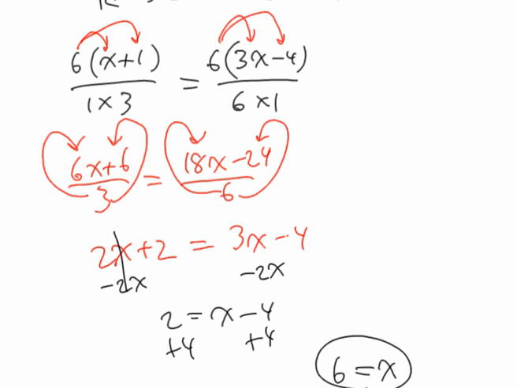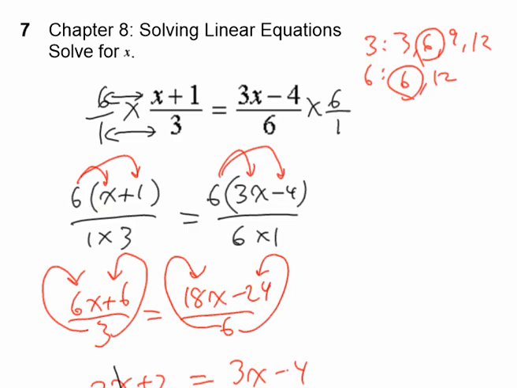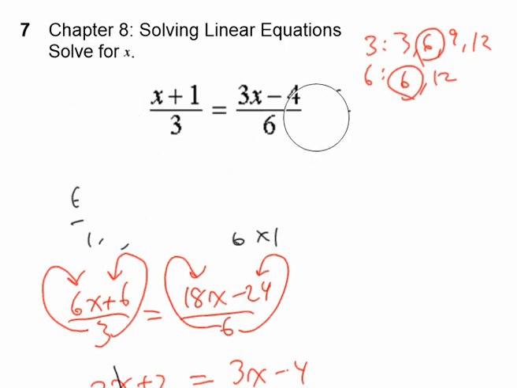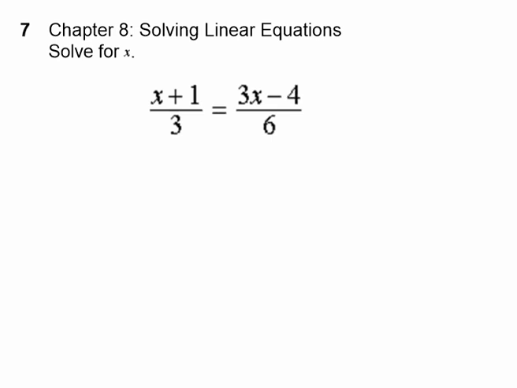Now, alternatively, let's go back up a little bit. Watch this. When I got to multiplying this side by 6 and multiplying this side by 6, what we learned to do is cross-reduce in multiplication. Back in grade 8, you learned to cross-multiply or cross-reduce. So 6 over 3 can reduce down to 2 over 1, and 6 over 6 would reduce down to 1 over 1.